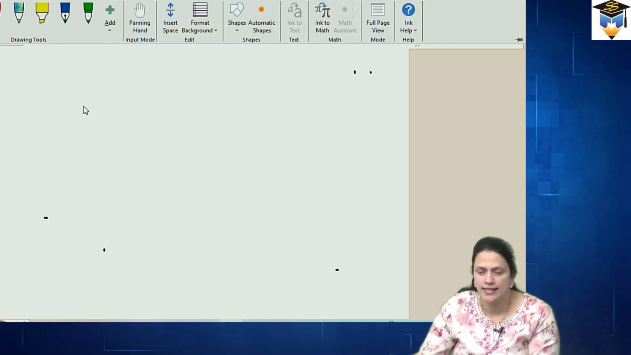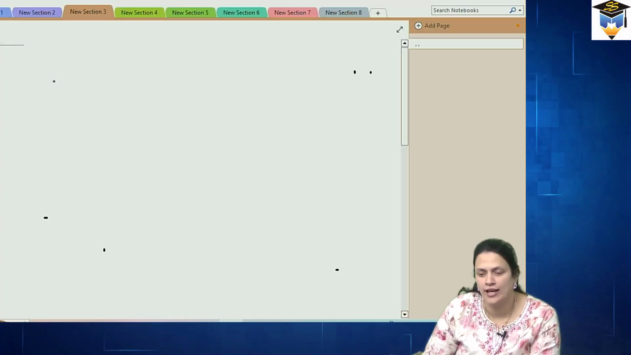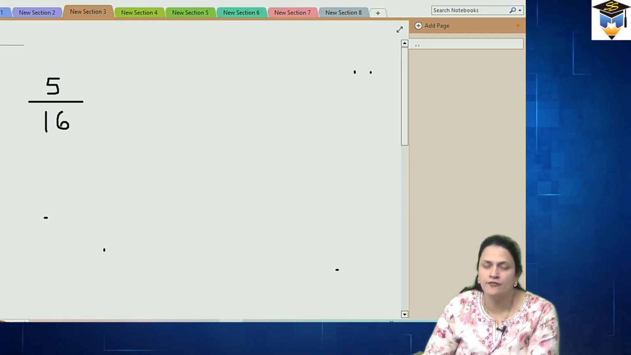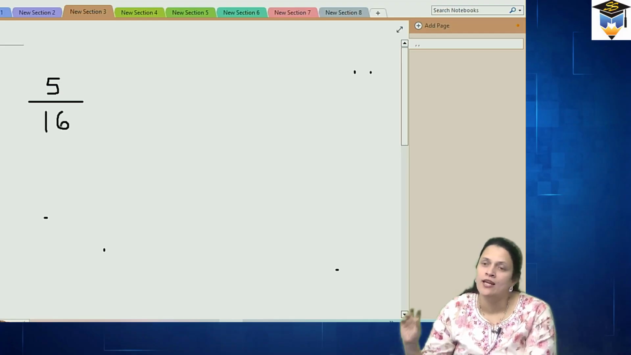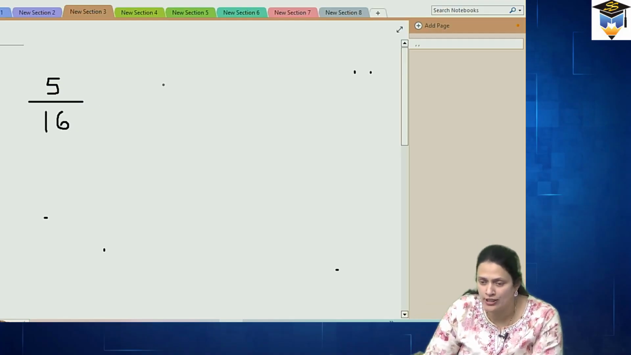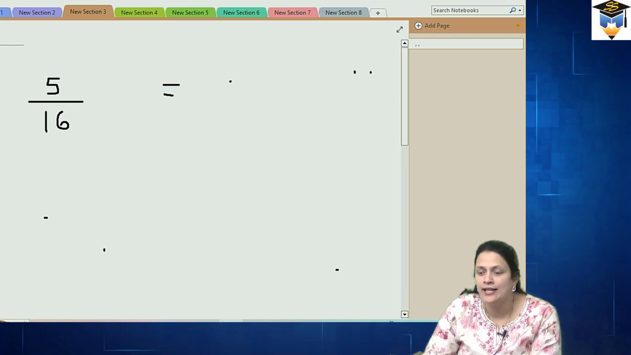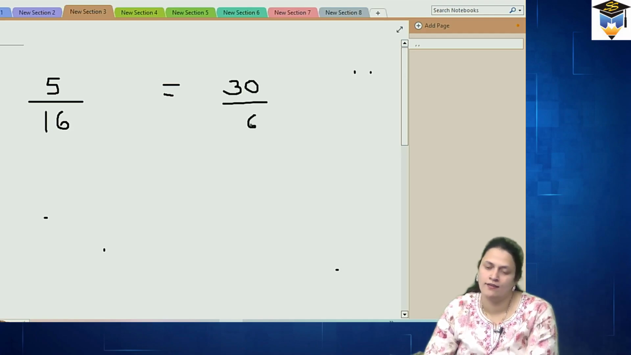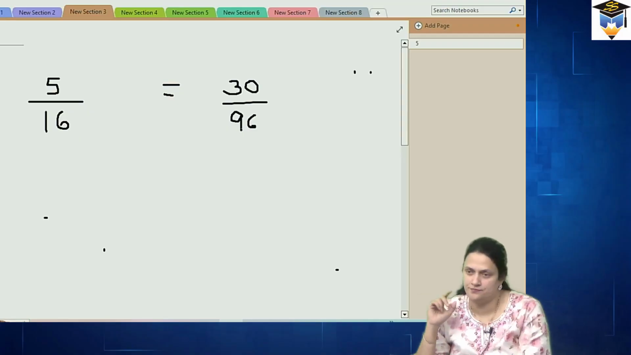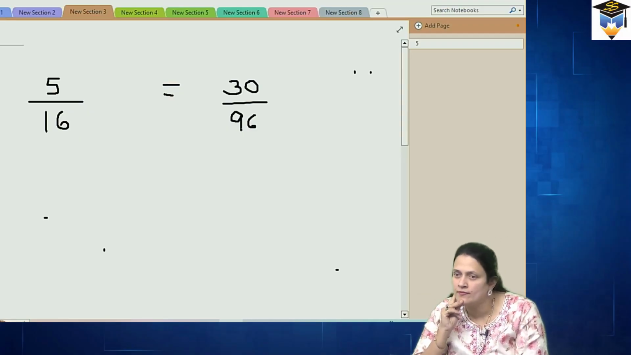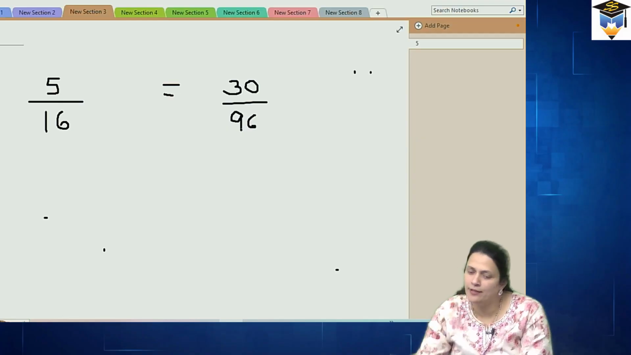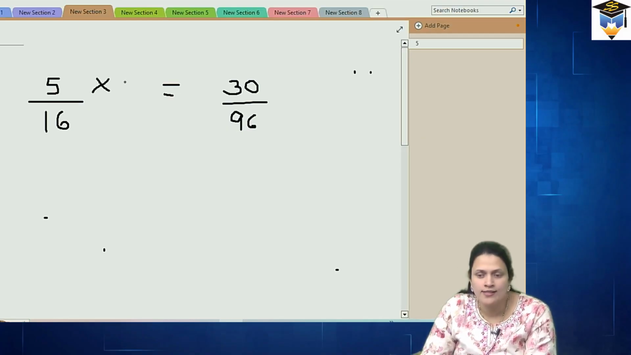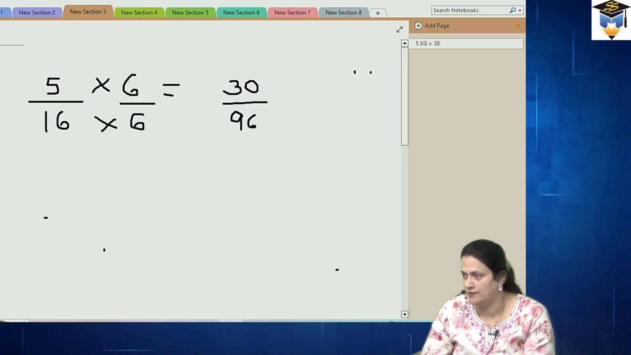Okay, so let's take an example. 5 upon 16, if this is the original ratio. Now I have to convert this original ratio in such a way that I will get the answer as 30 upon 96, multiplied by 6. So if you notice, both in the numerator as well as in the denominator, the same number is multiplied.